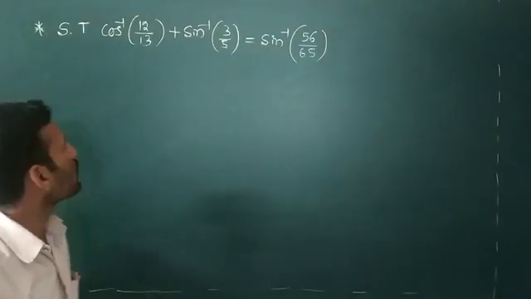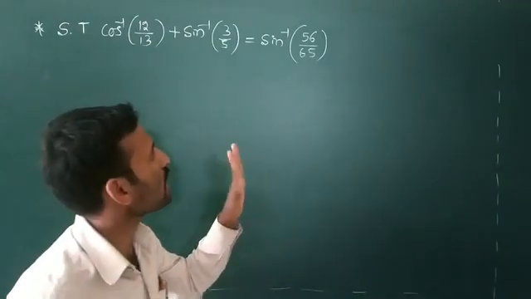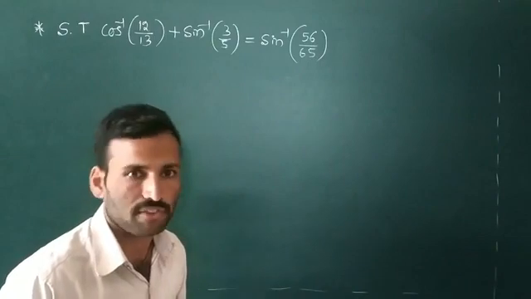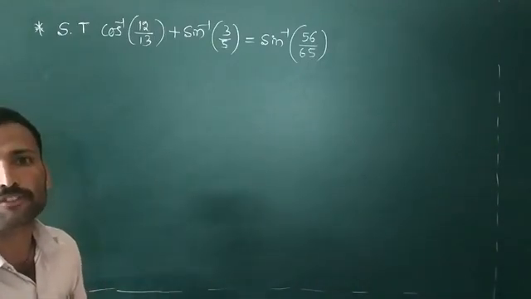There is a next type of problem here. Show that cos inverse of 12 by 13 plus sin inverse of 3 by 5 is equal to sin inverse of 56 by 65. This is another type of inverse trigonometric problem.